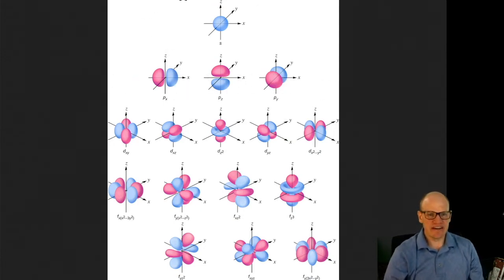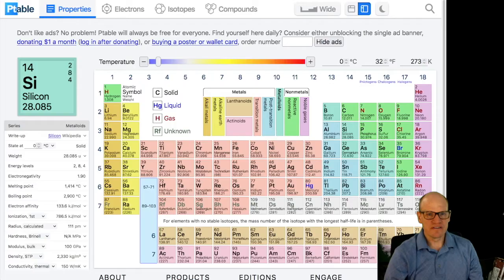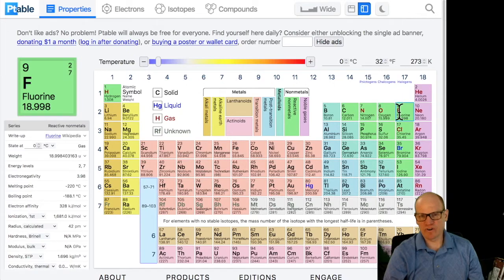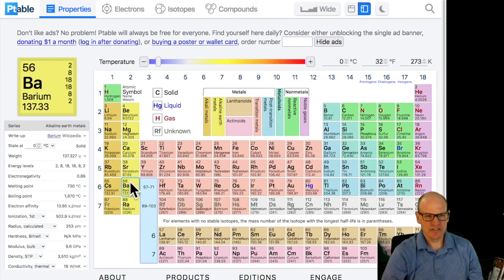Okay, and then you can have 2 in each. Okay, and once that shell is completely filled, then you're up here. This is that. So a full S shell gives you these ones. A full P shell gives you these ones, the noble gases.